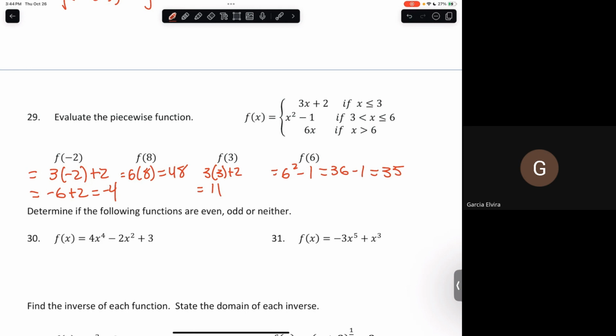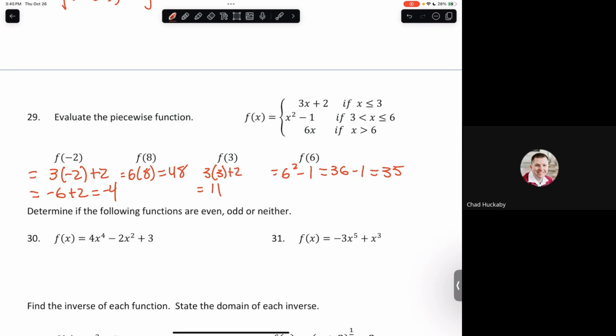I have a question on that, of the 30 and 31. I've seen where they were just looking at the exponents. Is that what you want us to do, or do you want us to write everything out? If you just look at the exponents, you won't always get the right answer.